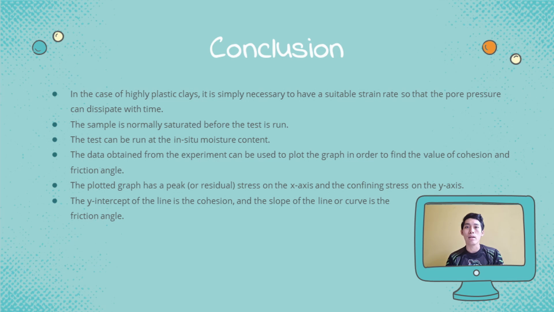Before we find the value of cohesion and friction angle, we must plot the graph from the data that we get from the experiment. The result of the test on each specimen are plotted on a graph with the peak stress on the x-axis and the confining stress on the y-axis. The y-intercept of the line which fits the test result is the cohesion, and the slope of the line is the friction angle.